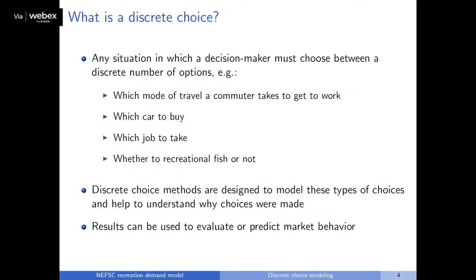Starting with this first component, I wanted to begin by giving a brief background on the intuition behind discrete choice methods to help you all understand the data setup and what the model is actually estimating. So beginning with what is a discrete choice?